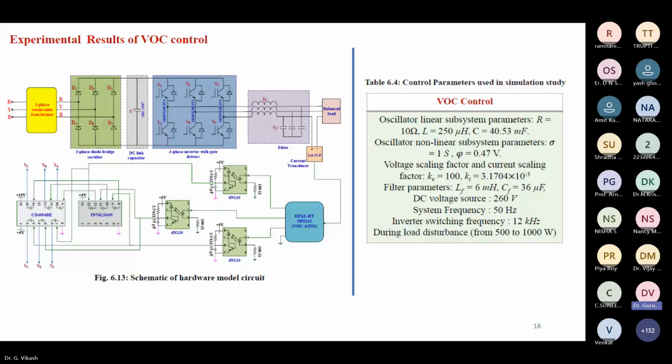The gate drivers and all those things are readily available in the Semikron inverter. The OPAL-RT is a very costly setup, but if you have a microcontroller, then these filters and level shifters are very cheap and you can purchase them easily. So if you have one Semikron inverter and one microcontroller, you can easily implement this whole setup in your lab.